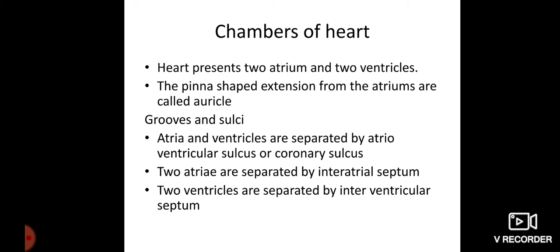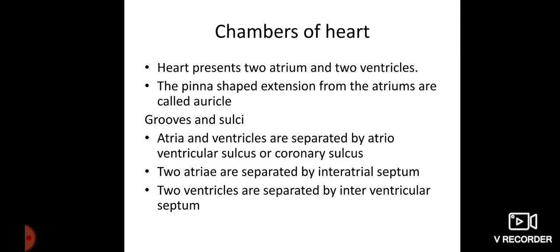Now we can see the chambers of the heart. The heart presents 2 atria and 2 ventricles. Pinna-shaped extensions from the atrium are called auricles. Then regarding the grooves and sulci, the atrium and ventricle are separated by the atrioventricular sulcus or coronary sulcus. The two atria are separated by the interatrial septum. The two ventricles are separated by the interventricular septum.